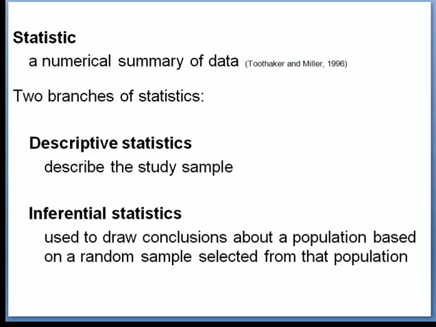I mentioned earlier that a statistic is a numerical summary of data. There are two branches of statistics. Descriptive statistics describe the study sample. Inferential statistics are used to draw conclusions about a population based on a random sample selected from that population. So let's look at some examples of descriptive and then inferential statistics.